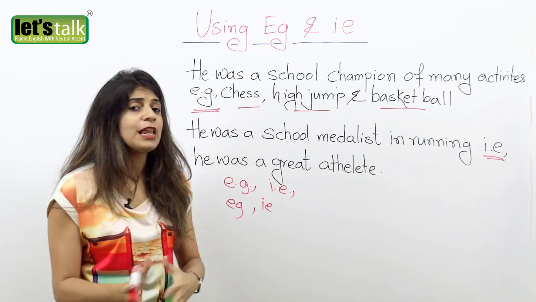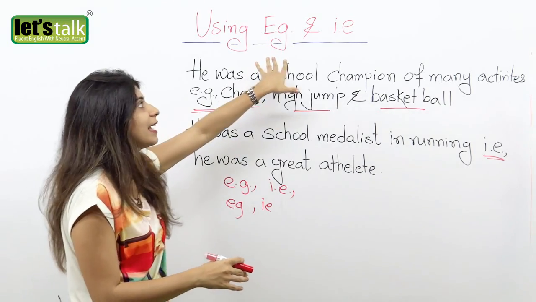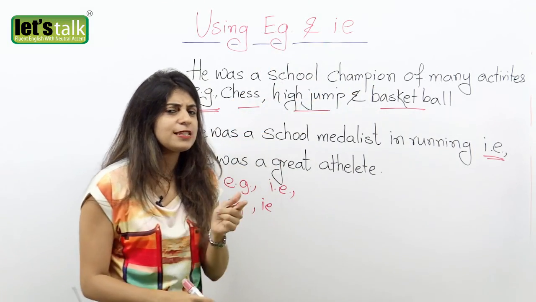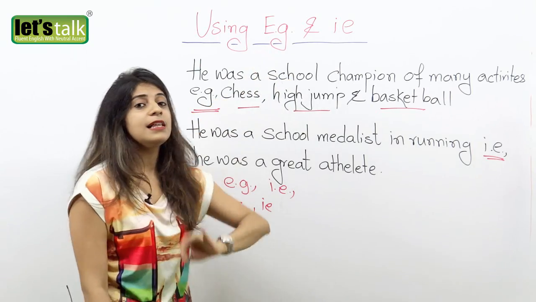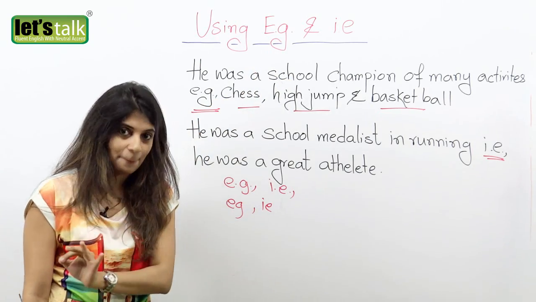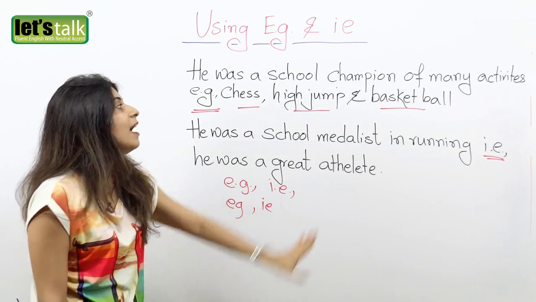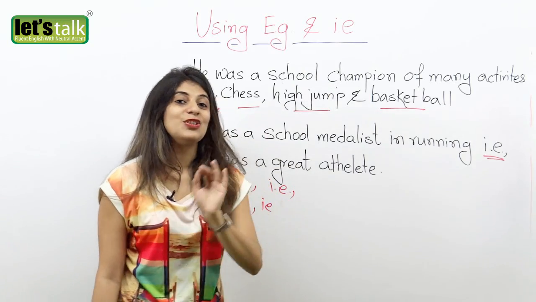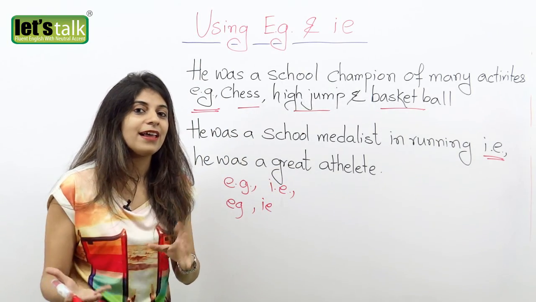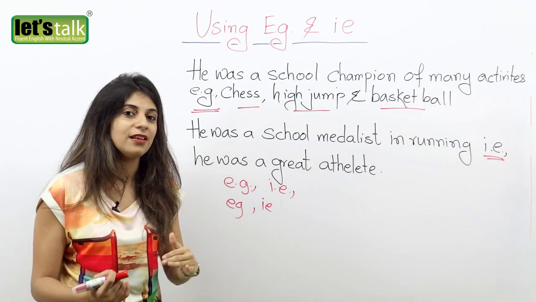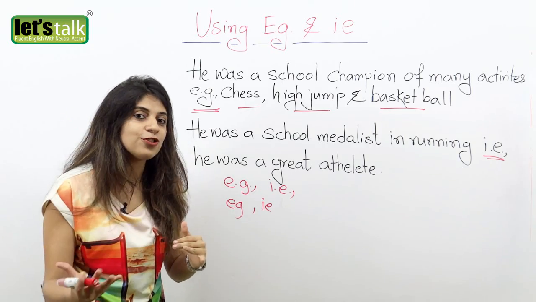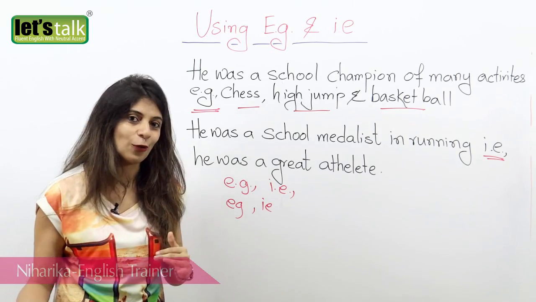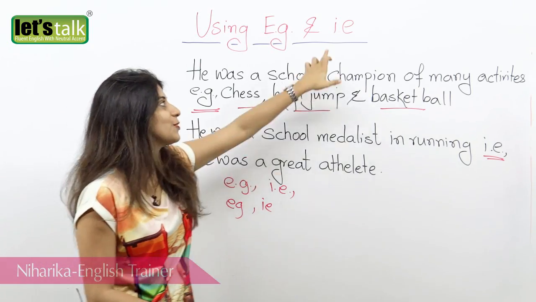Hope you've understood the difference in using e.g. and i.e. Just a recap for you: e.g. is used to list examples after a sentence, whereas i.e. is used to clarify a sentence that you have just written, or a definition or a metaphor can follow after the usage of i.e.